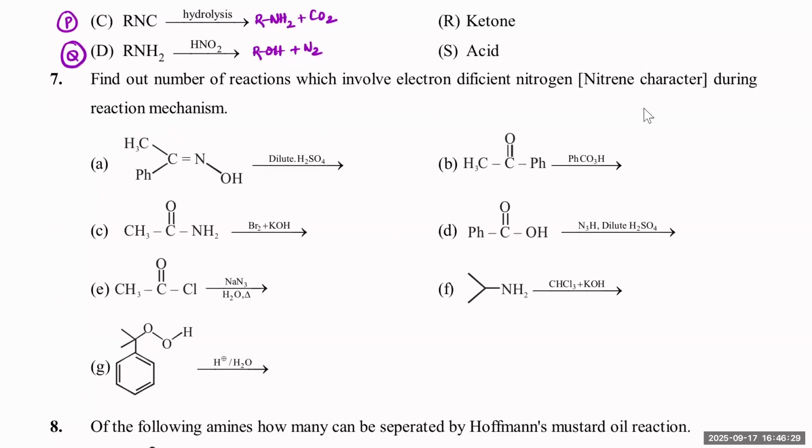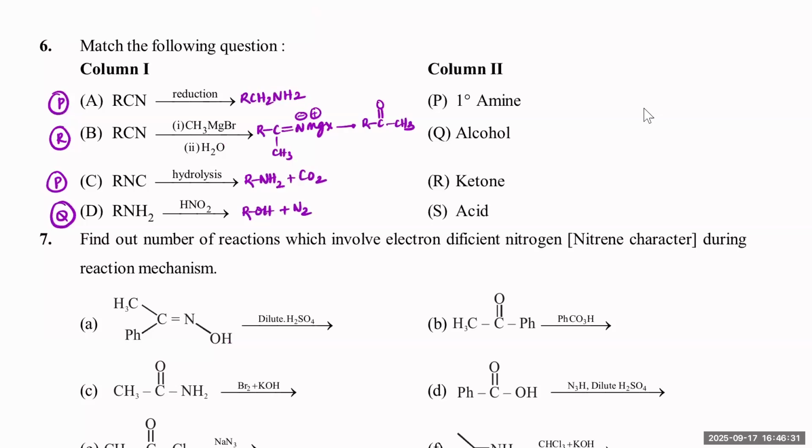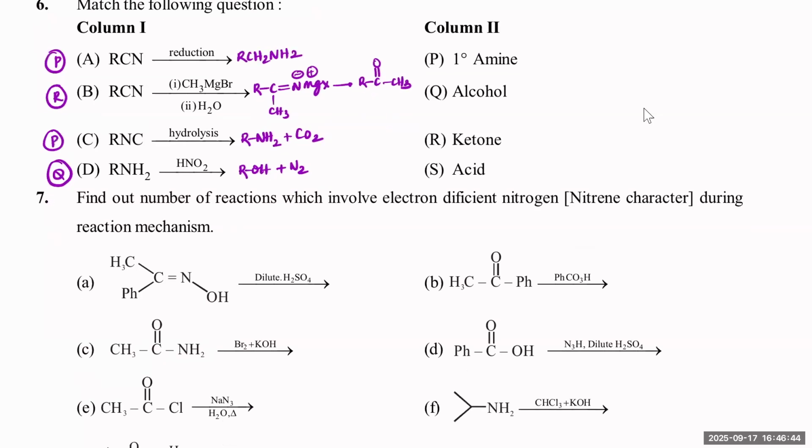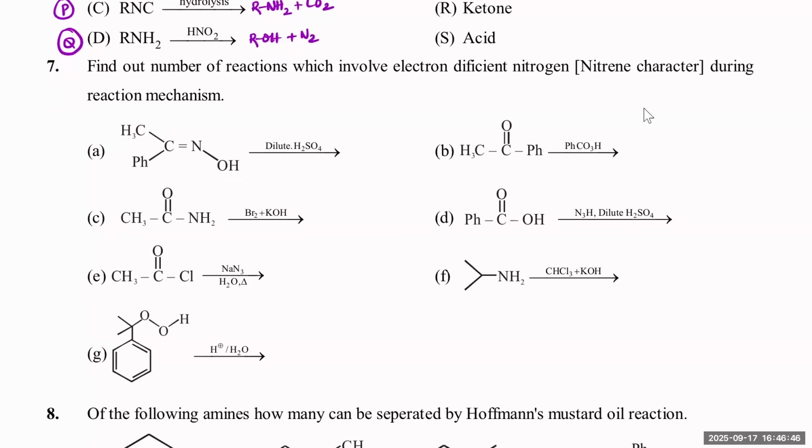Finished? Any doubt? Right. Let's go to the next question. Find out the reactions which involve the electron deficient nitrogen or a nitrene character during the reaction.